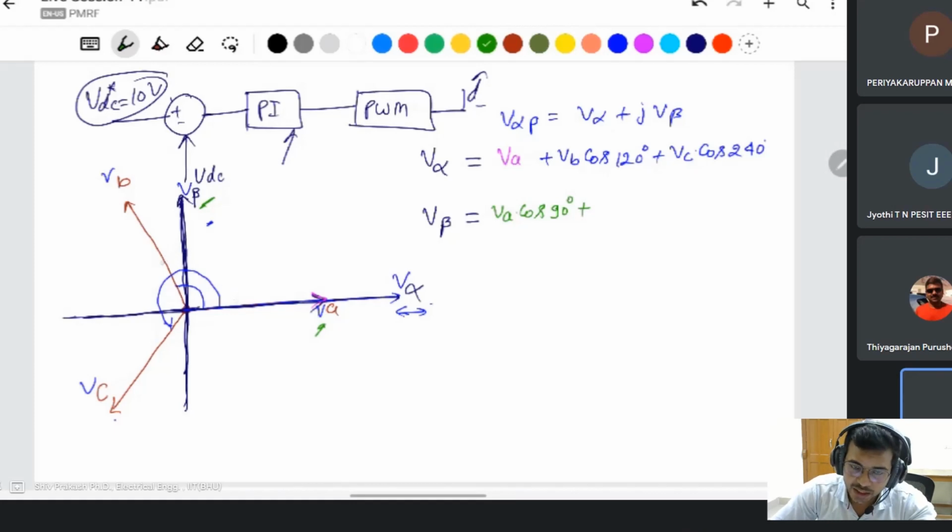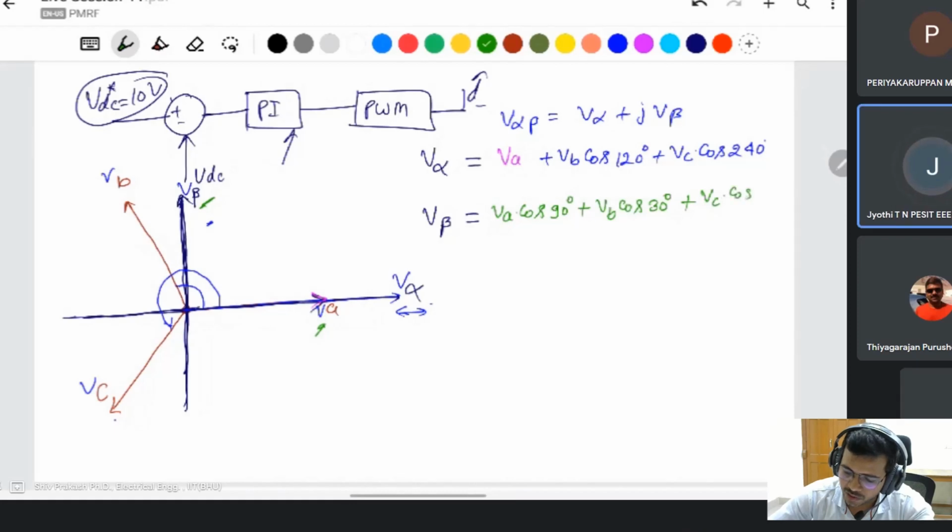Then the remaining is 30 degrees. The angle difference between the two is 30 degrees. It will be VB cos of 30 degrees plus VC cos of 150 degrees, since the angle difference is 30 degrees plus 180 degrees, which is 150 degrees.